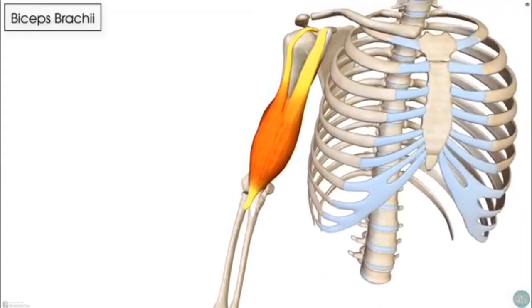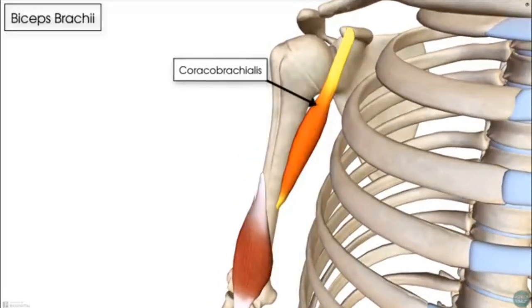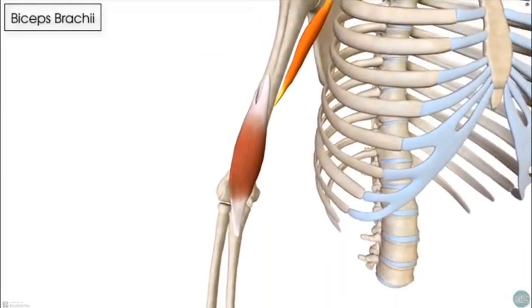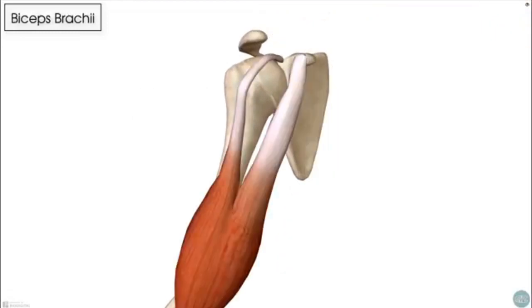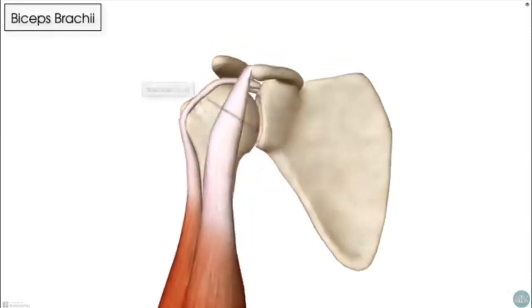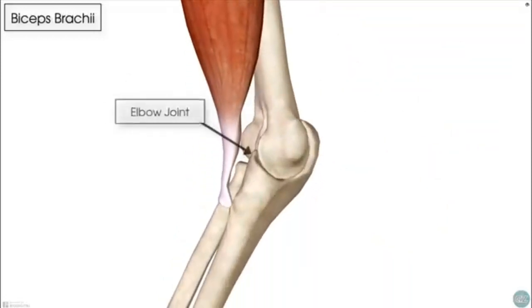It sits above the two other muscles within the anterior compartment of the arm, the coracobrachialis and the brachialis muscles. So our biceps has two heads. It has a long head and a short head. And it's known as a biarticular muscle because it extends across two joints, the shoulder joint and the elbow joint.